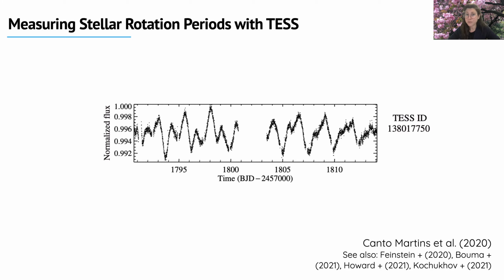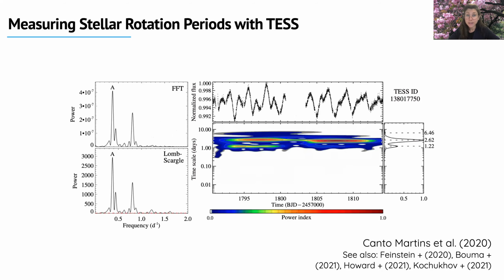And there are a number of different techniques for measuring the rotation periods of stars, including wavelet transforms, Lomb-Scargle periodograms, Fourier transforms, autocorrelation functions, phase dispersion minimization. There are a number of different techniques that are all getting at what is the characteristic period of the variability in this light curve.